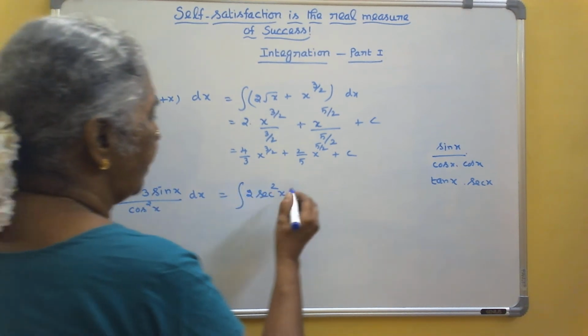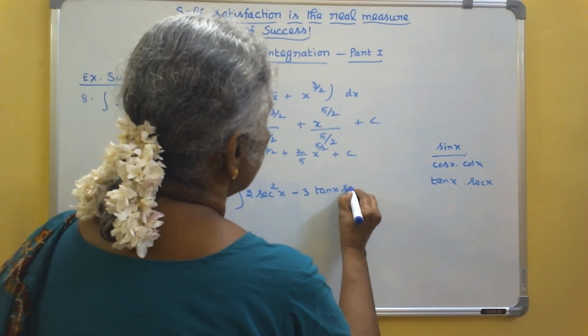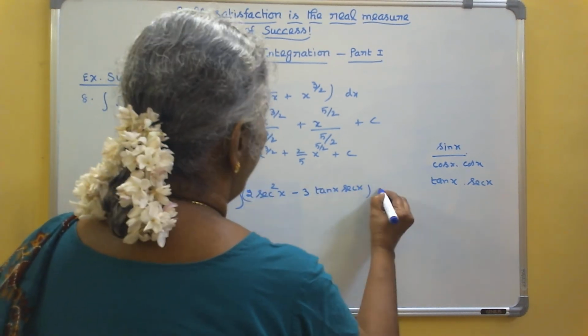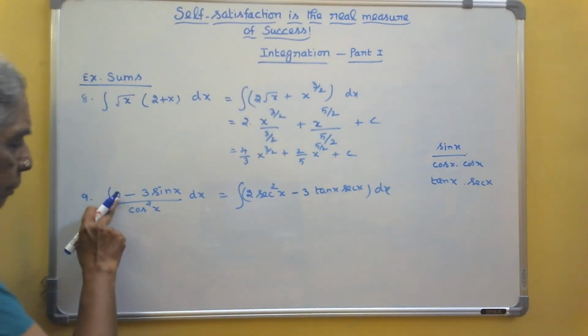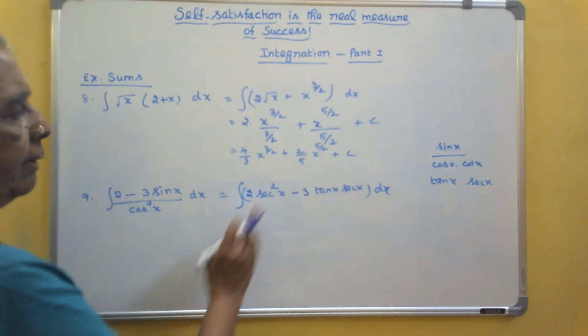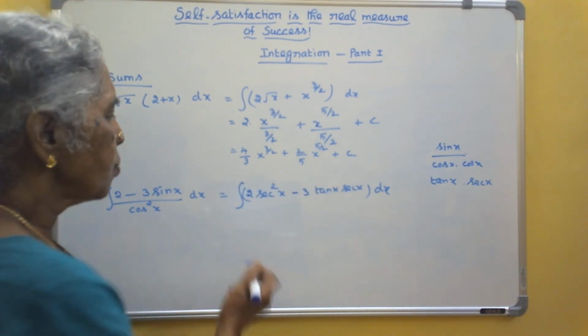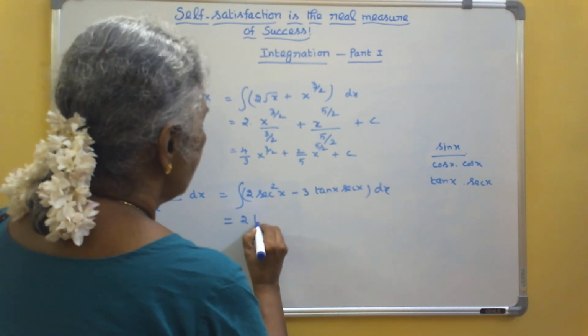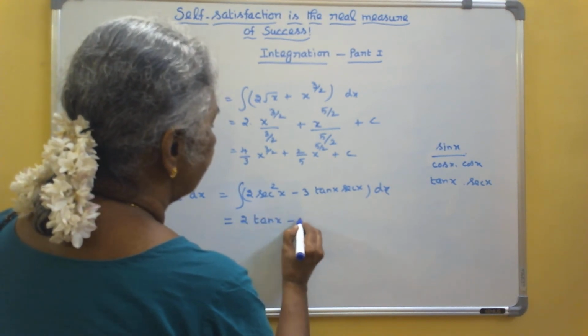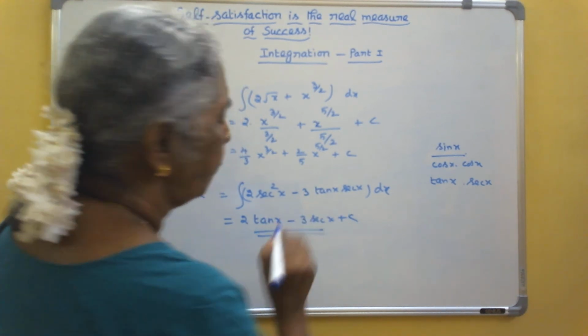So I have a minus 3 tan x secant x. Do you follow what I have done? I am dividing each term by cos squared x and I got it like this. Now I have a formula for this. I have a formula for this. So it is a very straightforward thing. So I will get 2 tan x minus 3 secant x plus c.